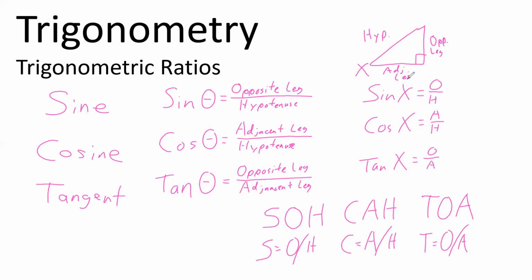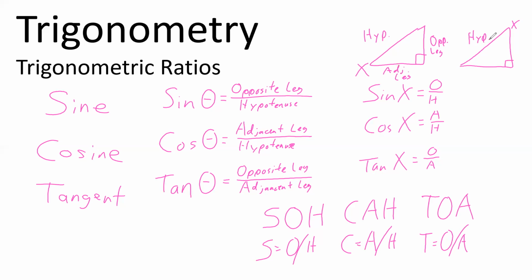Now, what happens if I have that same triangle but I put X on the top? Does it stay the same? So let's say I put X up here instead. Do those stay in the same spots? Is this still hypotenuse, opposite, and adjacent? Now that I put X up there, the hypotenuse isn't moving, because the hypotenuse is across from the right angle.